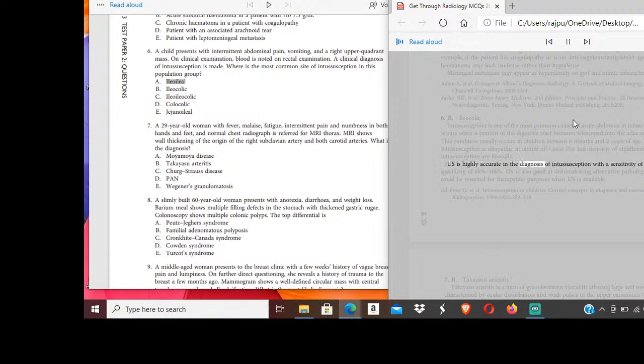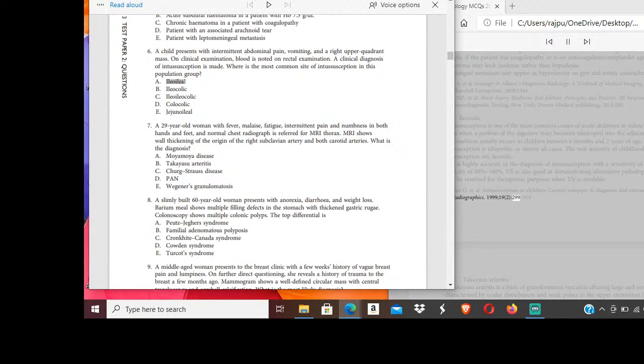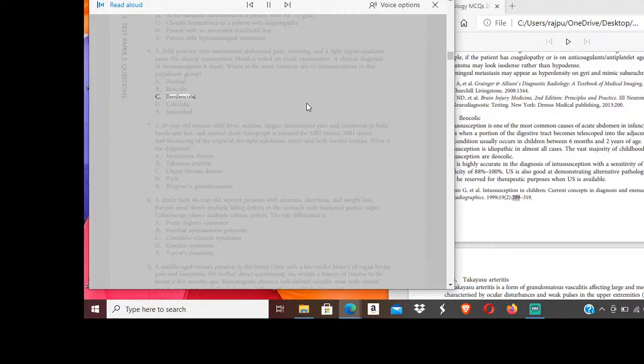US is highly accurate in the diagnosis of intussusception with a sensitivity of 98-100% and a specificity of 88-100%. US is also good at demonstrating alternative pathology. Hence, enema could be reserved for therapeutic purposes when US is available. Del Pozo G. et al. Intussusception in children: current concepts in diagnosis and enema reduction. Radiographics. 1999, 19, 229. A. Ileoileal, B. ileocolic, C. ileocolic, D. colic, E. jejunoileal.